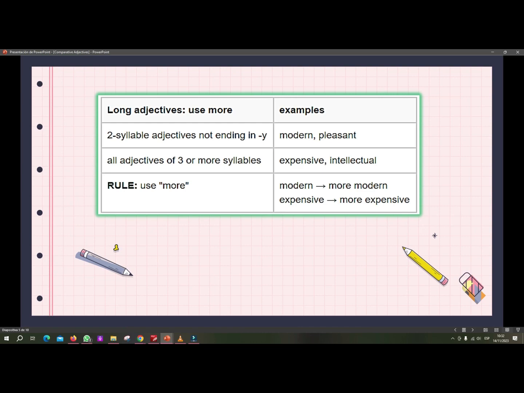Expensive, more expensive. You can say, your car is more expensive than my father's car, for example, right? Entonces, como expensive es un adjetivo largo de 3 sílabas o puede ser de más sílabas, ¿verdad? En ese caso, usted solo le agrega more.